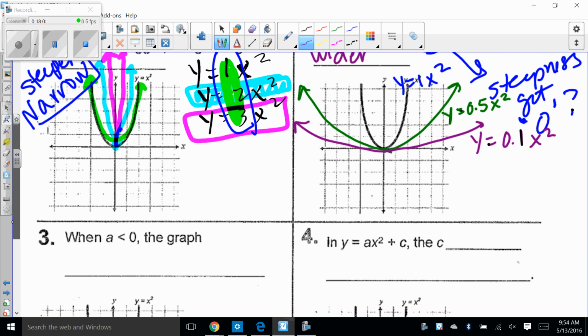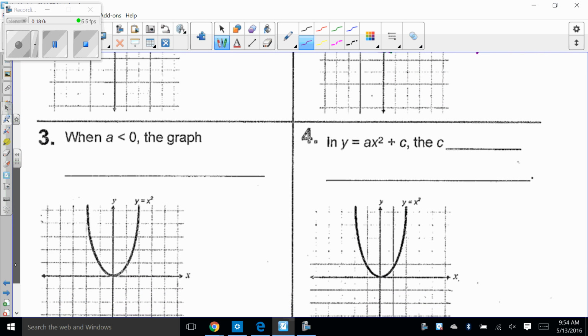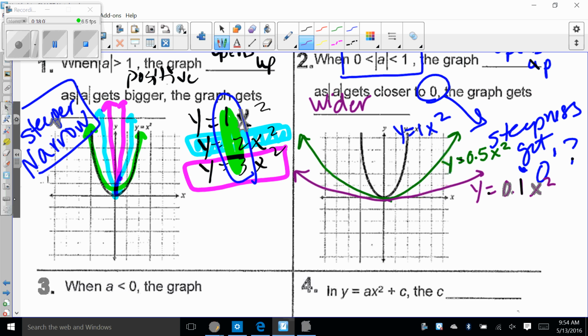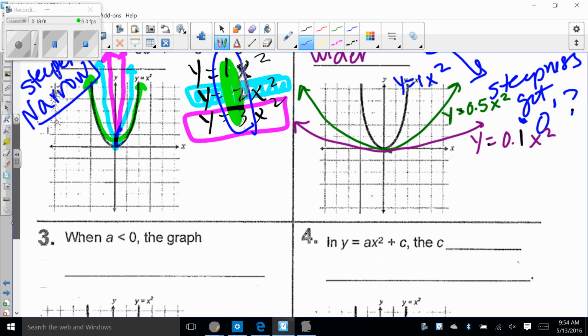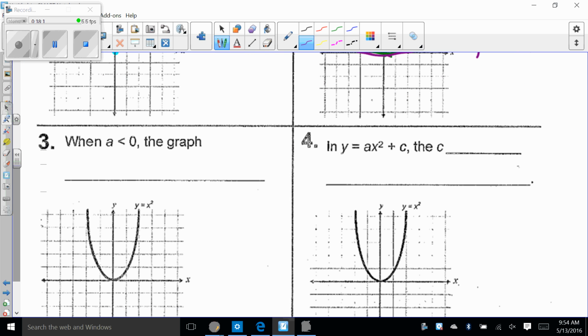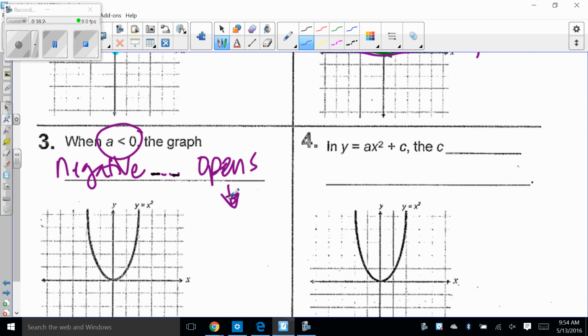So what else can we do with quadratics? Well, we have this a value. We talked about when it opens up, and when it's narrow and when it's wide. So what about when the a is negative, when a is less than 0? When the a is negative, all the same rules apply except the graph opens down.